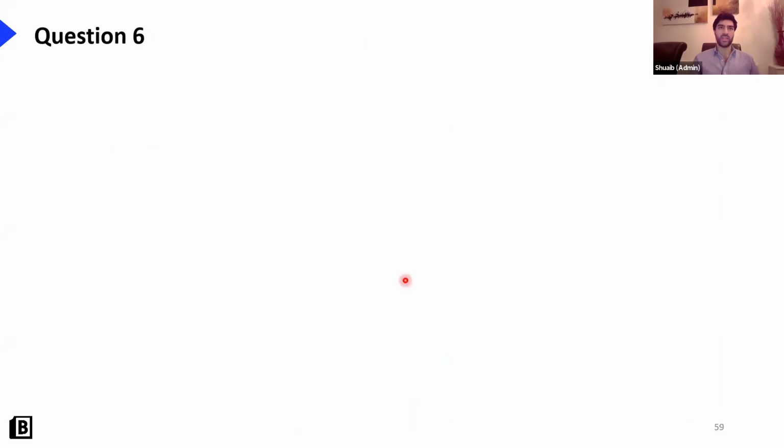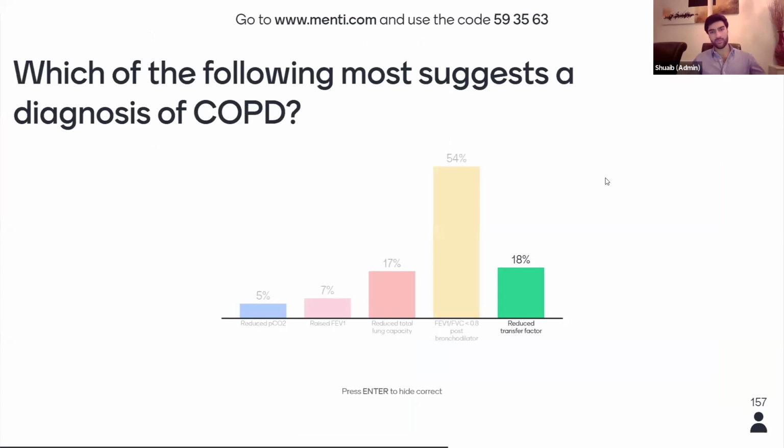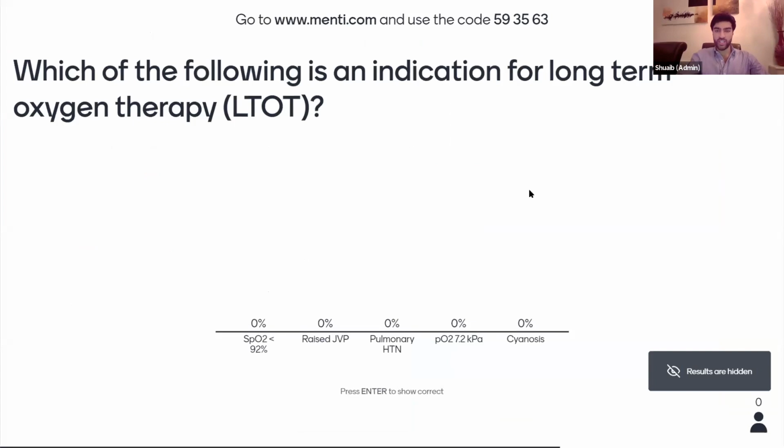So we're almost at the end now. This is a tricky question, but you need to know it for your OSCEs. They can ask it in your viva. So which of the following is an indication for long-term oxygen therapy? Yes, I can see in the chat.